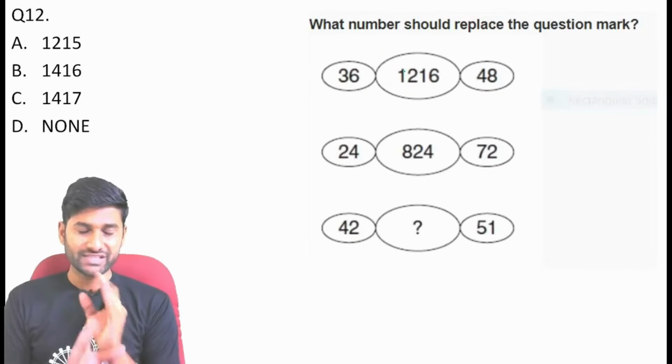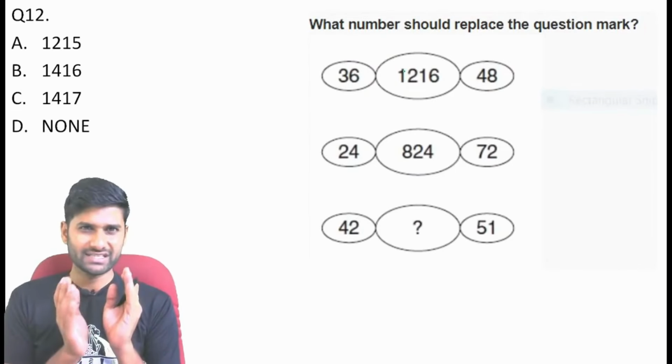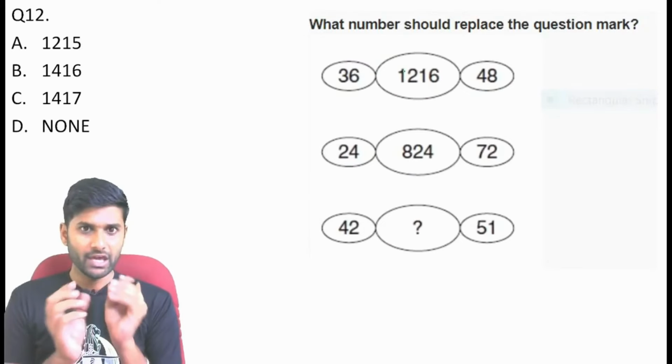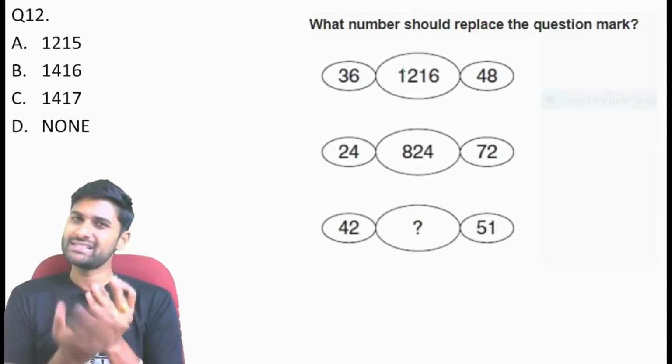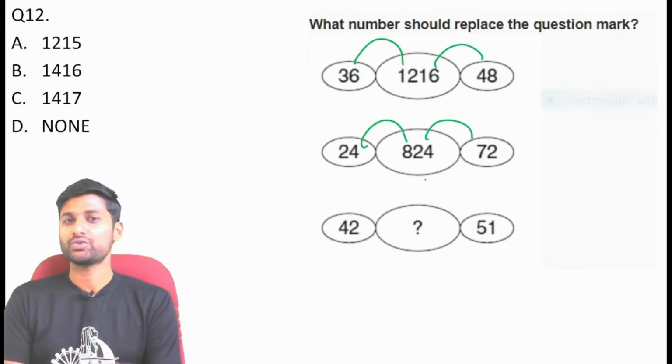Don't consider any number as a single number. Like, don't go with 1216. No, you can see it as 12 and 16, 36 and 48, 24, 8, 24, 72. In that way, you can split the number. Then you can easily recognize the operation. Now see, 12 threes are 36, 16 threes are 48, 8 threes are 24, 24 threes are 72. That is better for you, guys.